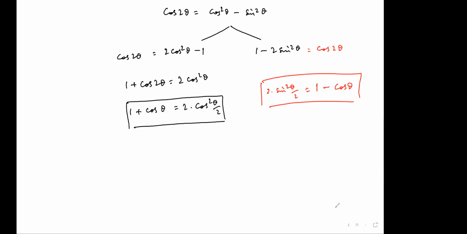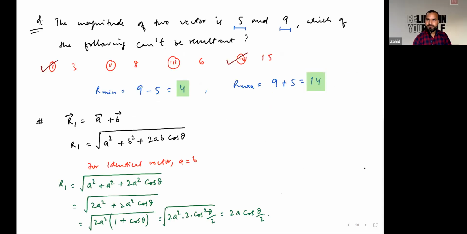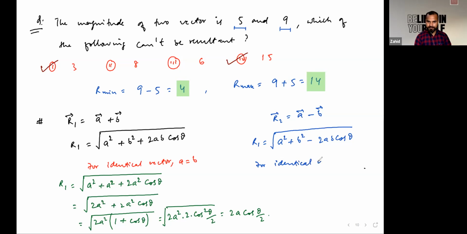Yes, sir. Samara, any doubt? No, sir. Similarly, if you solve for the difference part, suppose R2 is equal to A minus B. So the magnitude of the resultant would be root under A square plus B square minus 2AB cos theta. And for identical vectors, it means A is equal to B. If you simplify it, you'll get R2 is equal to 2 times A into sine theta by 2.